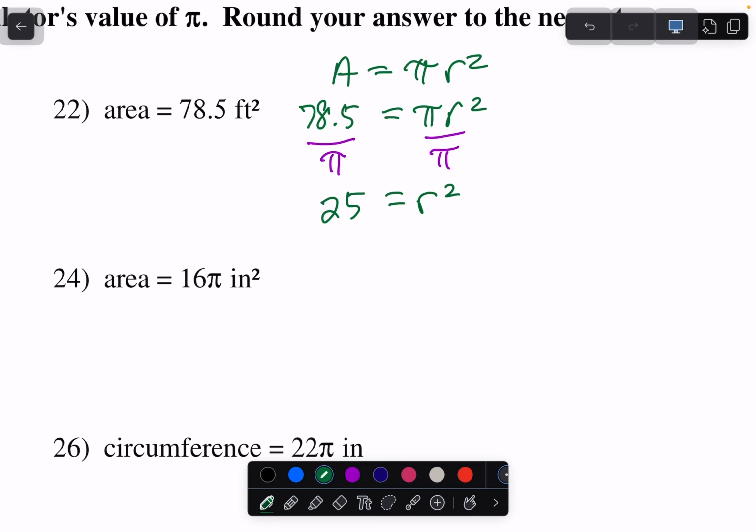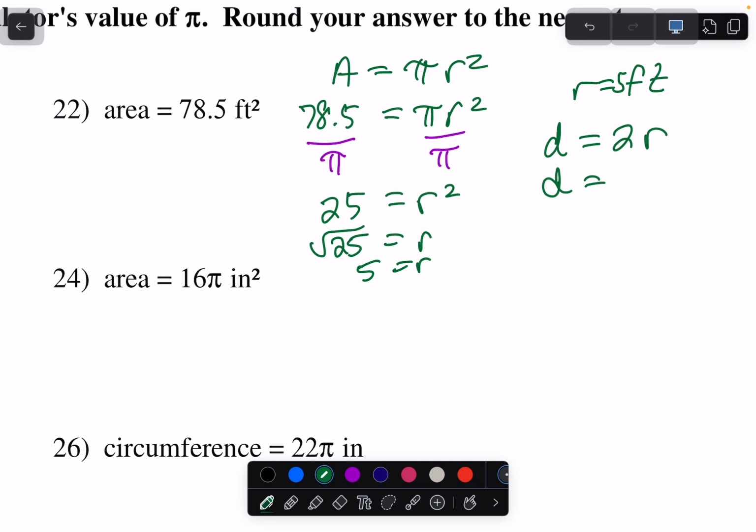Oh, it's a perfect square. That's lovely. When we go to take the square root, it's a nice number. Anybody know what the square root of 25 is? 5. Thank you. So r is 5. And then if the radius is 5 feet in this case, the diameter will just be 2 times that value. So the diameter is 2 times 5 or 10 feet.